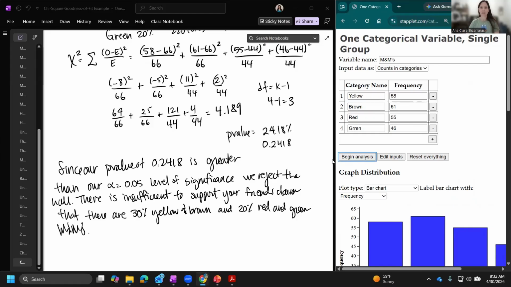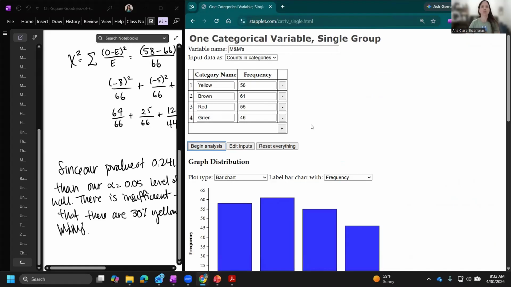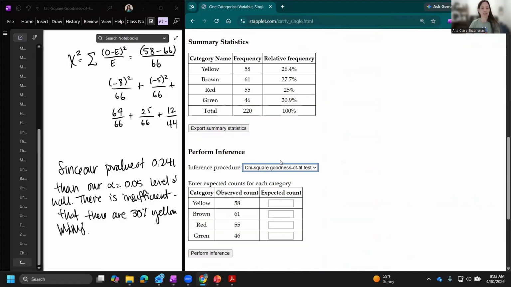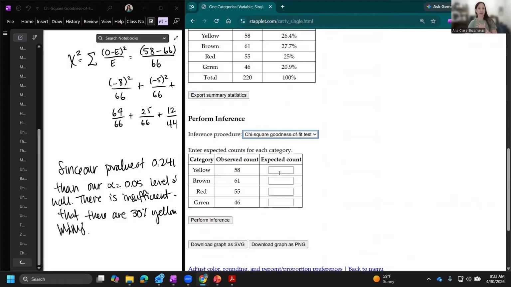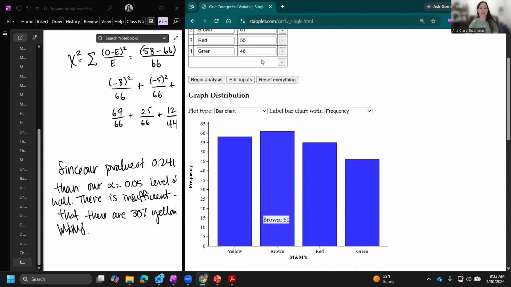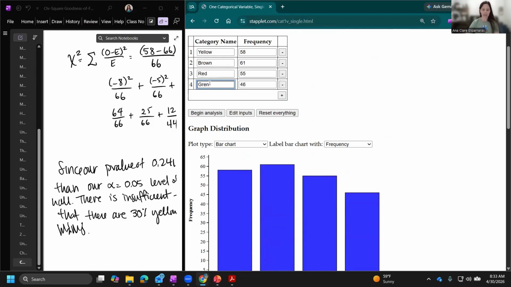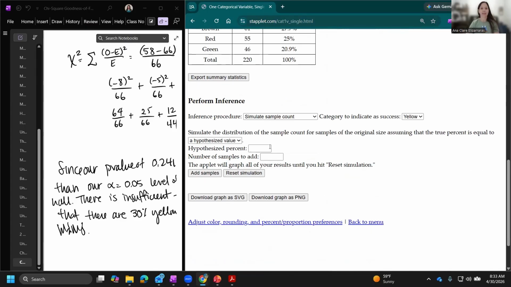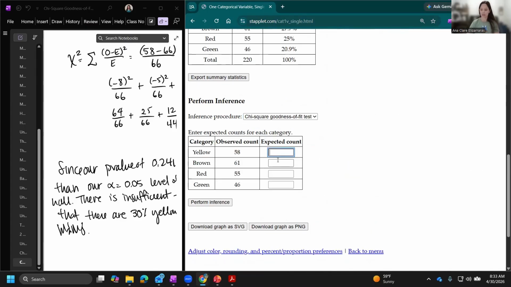So we're going to begin analysis. And I'm going to scroll down to inference. And I need to do a chi-square goodness of fit test. But I have to tell it what we're expecting because we're not saying it's the same across the board. We expected 66 yellow, 66 brown, 44 red, and 44 green. And I spelled green wrong. It does not matter, but I will like to fix that. So down at the bottom, chi-square, 66, 66, 44, 44.